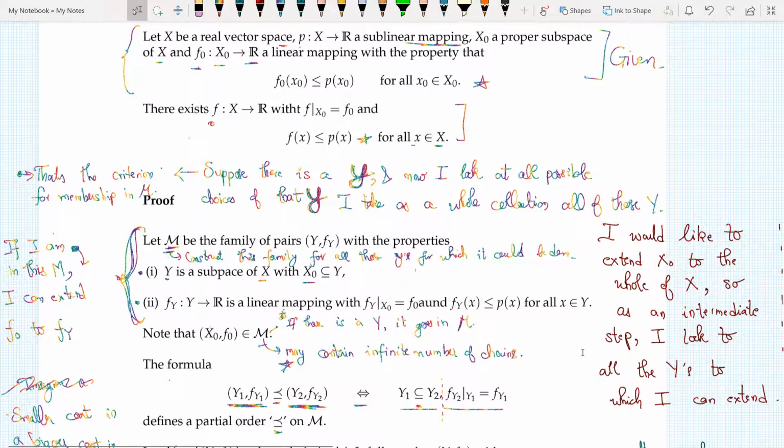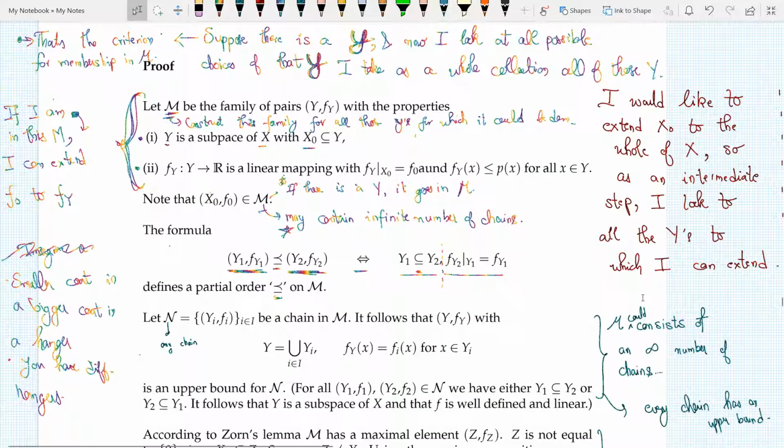And I say, okay, now since capital M is a partial ordering, I can define a chain in this. So if I take any chain, capital N, to be (Yi, fi) in my partial ordering capital M, then it follows that capital Y is the union of all Yi's.